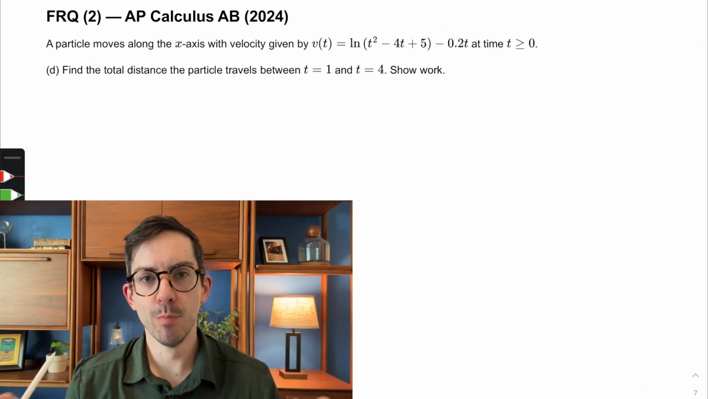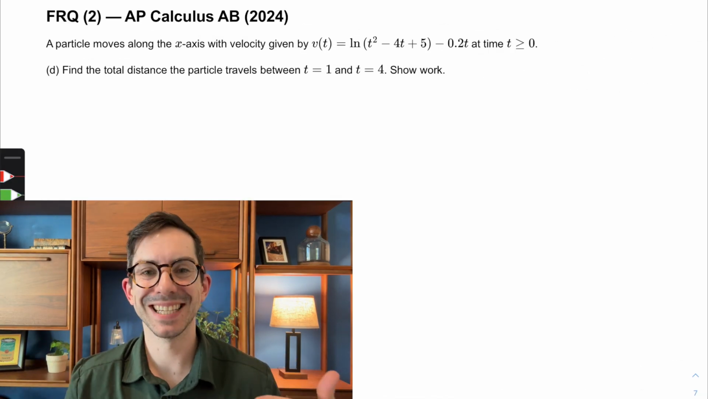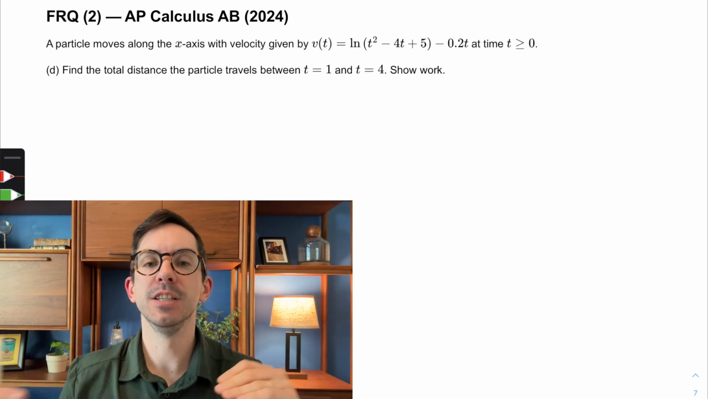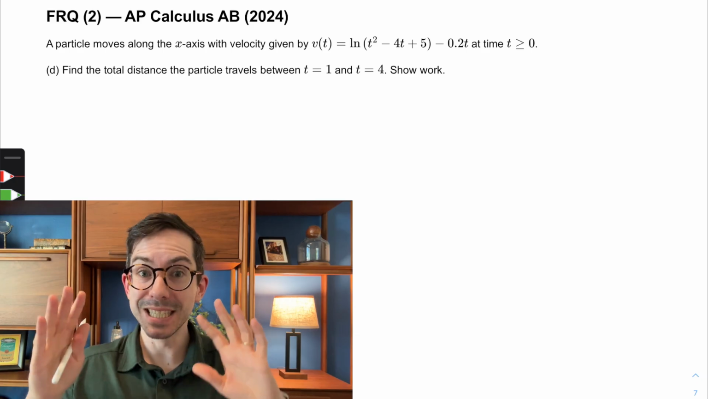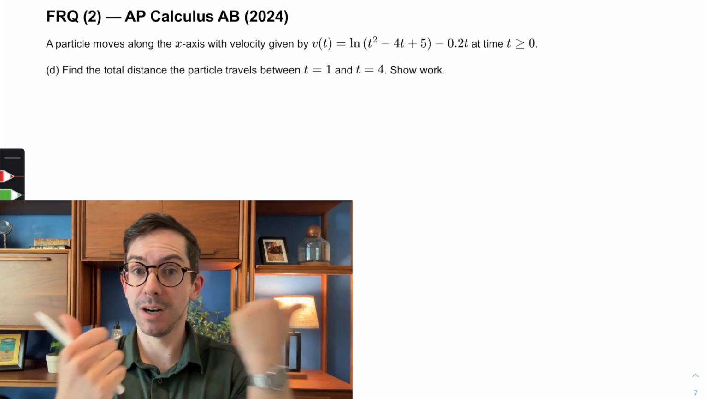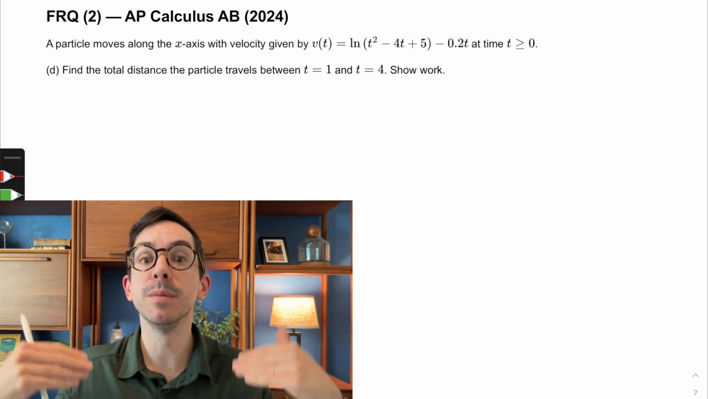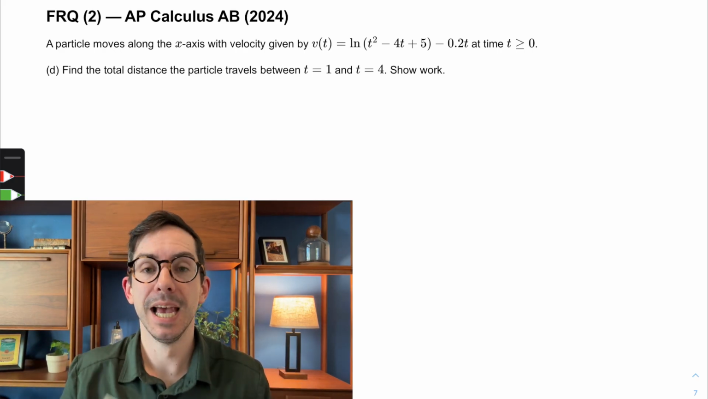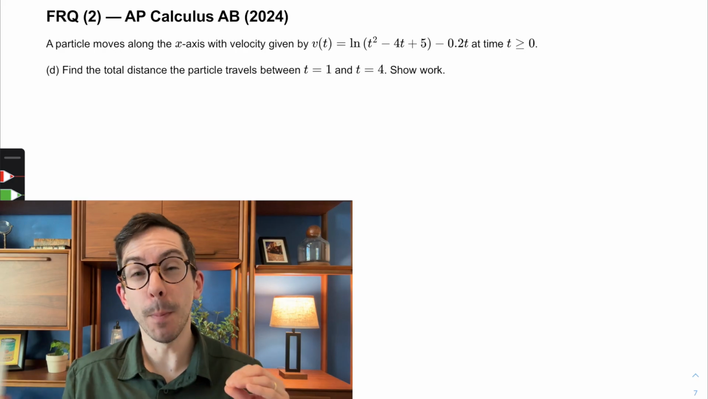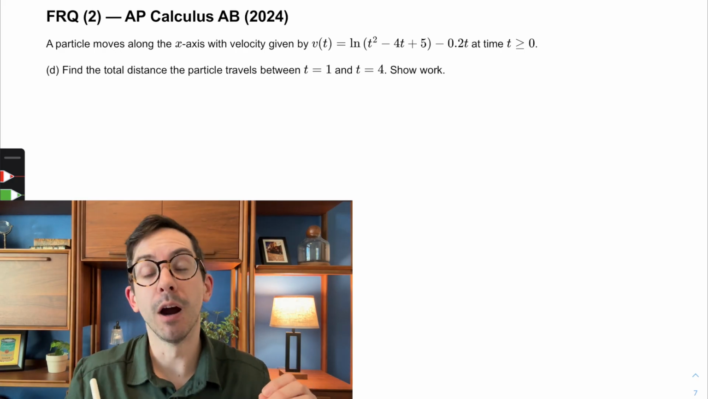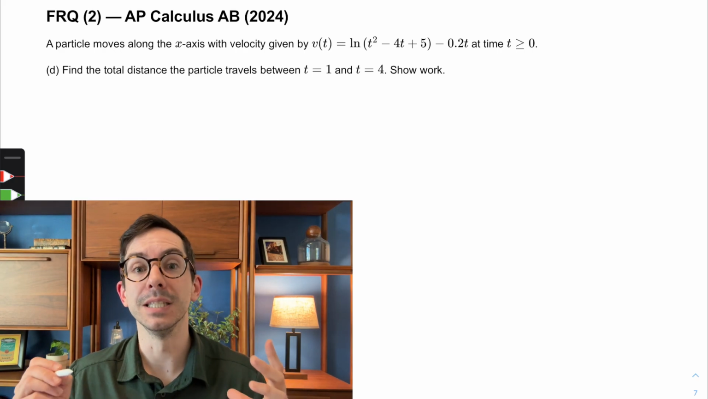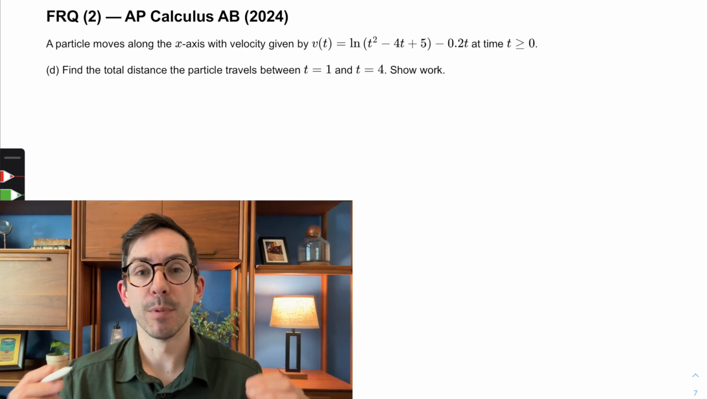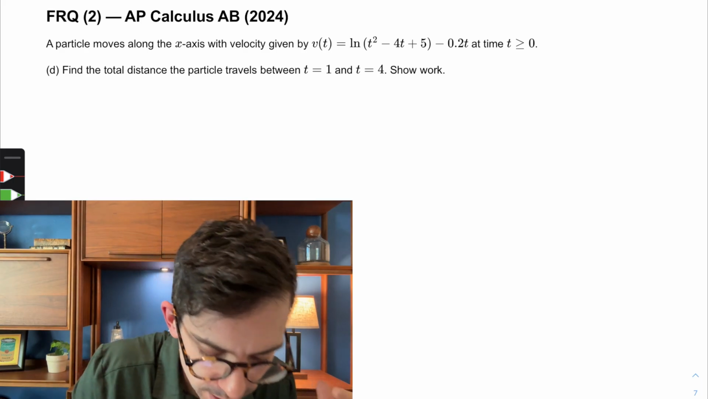Part D, home stretch. Here we're just asked to find the total distance travelled by the particle between t equals 1 and t equals 4. Now this is distance, remember, so it doesn't matter if I'm moving left or right. I want to be counting that in my total distance calculation. There are a couple of ways to do this, and notice we are being asked to show work, so we will need to justify, back up our calculation somehow. I'm going to show you the cleanest way to do it.